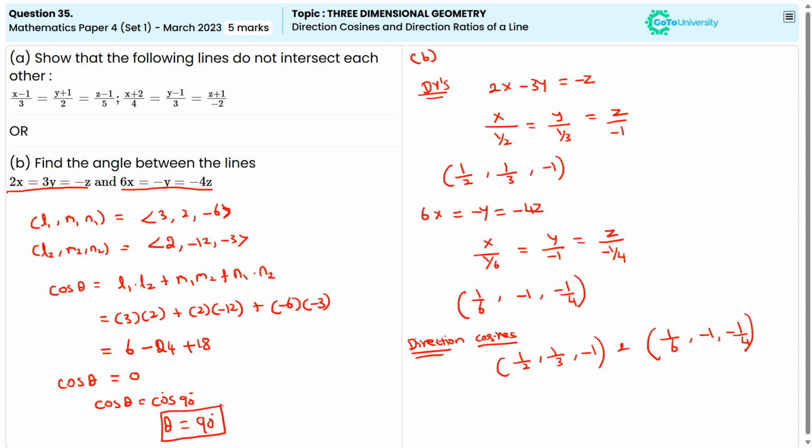So the question is to find the angle between the given two lines. So the angle between the given two lines is 90 degrees.